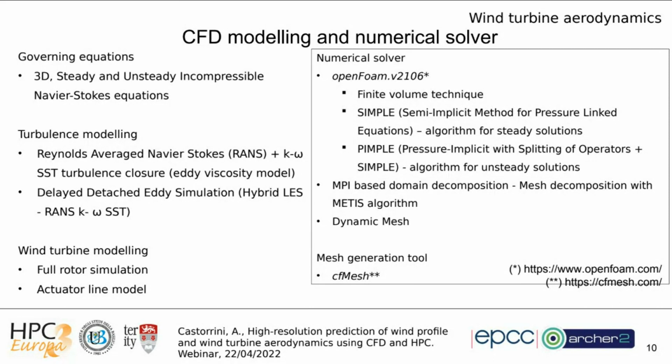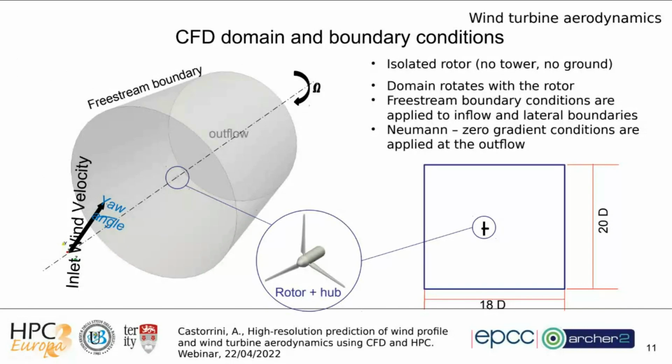The generation of the mesh is done by an automatic tool, which is CFmesh. These are all open source codes that can be used, and you can find documentation at the websites that are shared here. So how do we set up the computational domain for this case?